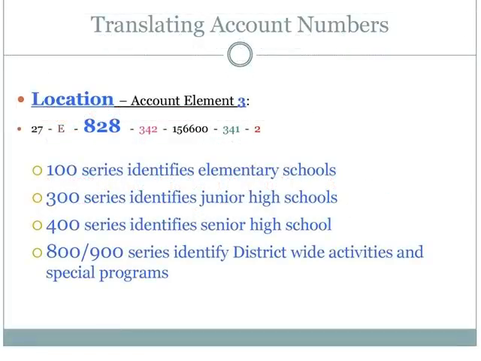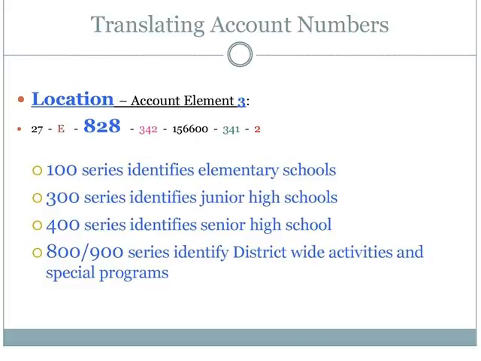The third element of the account number is location. The 100 series of numbers is used to break out the various elementary schools within a given district. The 300 series identifies junior high schools. The 400 series identifies senior high schools. The 800 and 900 series identify various district-wide activities and special programs.